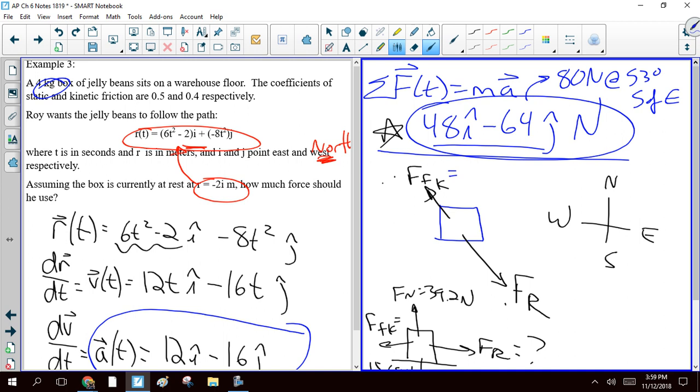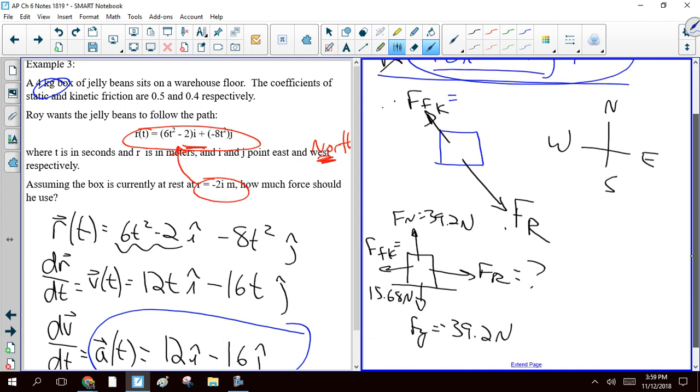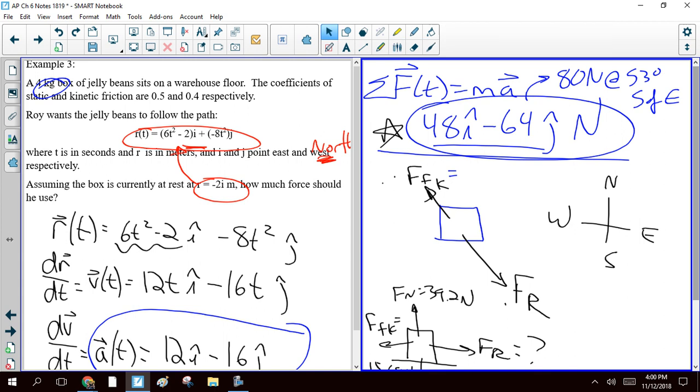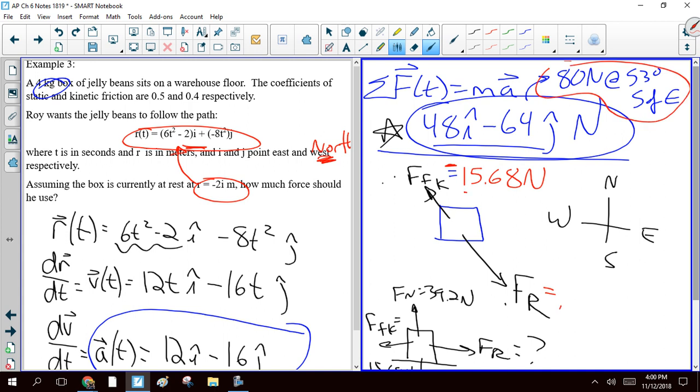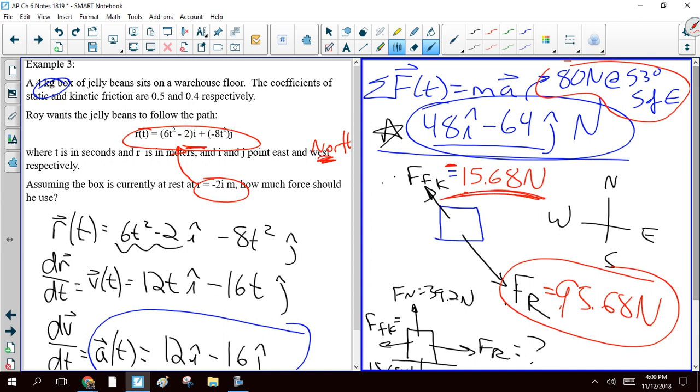So if the force of kinetic friction is, what did we just get, 15.68? So our force of kinetic friction is 15.68 newtons against the motion. Then Roy's force has to be big enough so that I get a net force of 80. So what number minus 15.68 is 80? 95.68 newtons. So there's your answer. Roy's got to push with 95.68 newtons at 53 degrees south of east. Okay, because the friction is going to oppose the motion. It's going in a straight line, so the friction is always going to go in the opposite direction of the force.